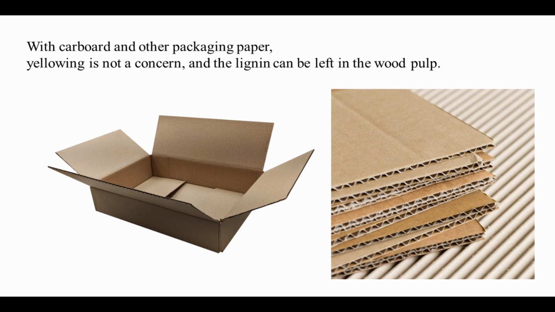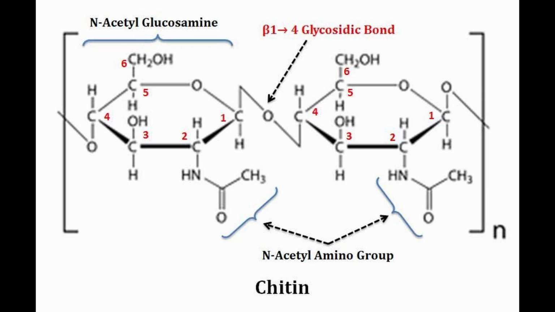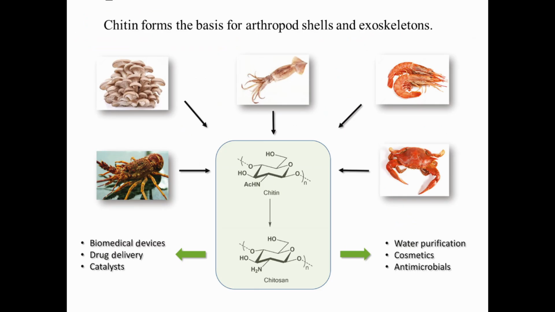The other important structural sugar is chitin. Chitin forms the basis for arthropod shells and exoskeletons.